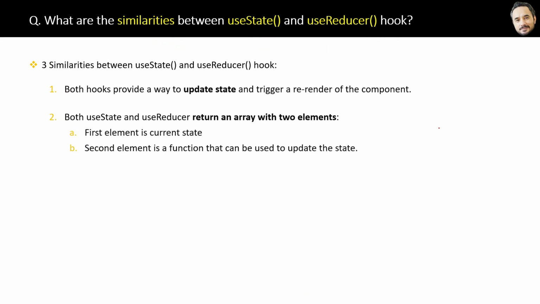Two similarities between useState and useReducer. First, both hooks provide a way to update state and trigger re-render of the component in the DOM or UI. Second, both useState and useReducer return an array with two elements. First is the current state, and the second element is a function that can be used to update that current state. Okay, that's the answer to the question.